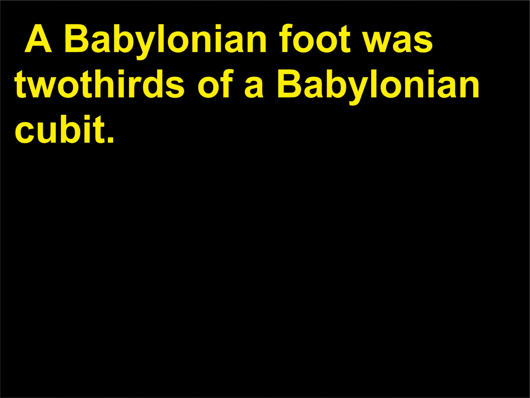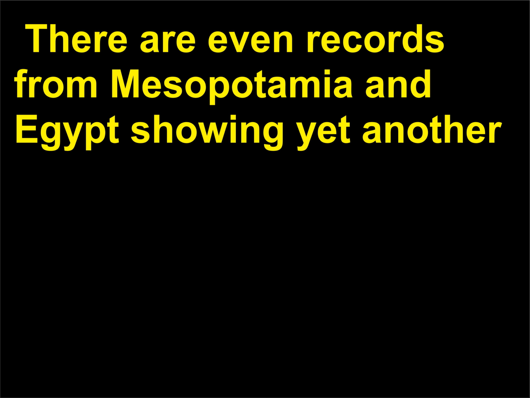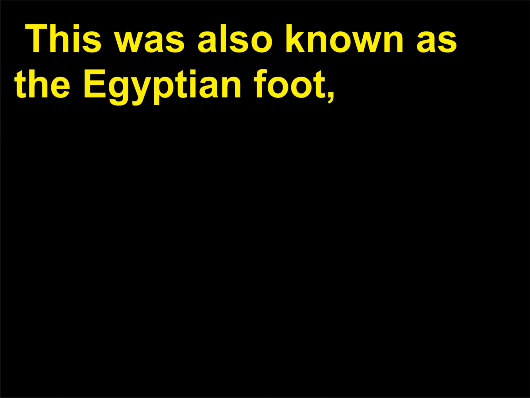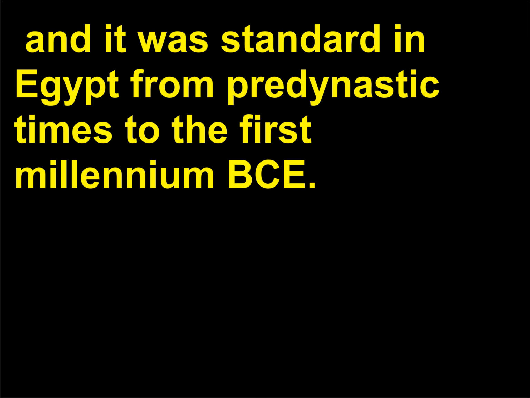A Babylonian foot was 2/3 of a Babylonian cubit. There are even records from Mesopotamia and Egypt showing yet another measurement system that included a foot of 11.0238 inches, 300 millimeters. This was also known as the Egyptian foot, and it was standard in Egypt from pre-dynastic times to the first millennium BCE.